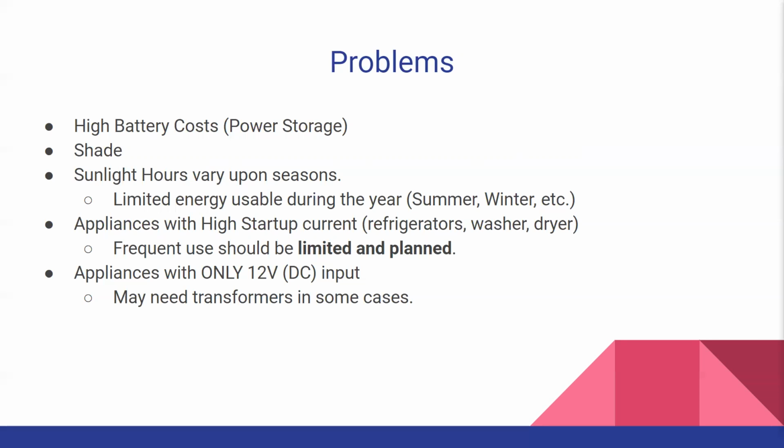Our appliances that have a high startup current, such as our refrigerators, washer, dryer, and dishwasher, and these ones that are frequent should be limited and planned, along with appliances with only 12 volts DC input. And we may need transformers in some cases.